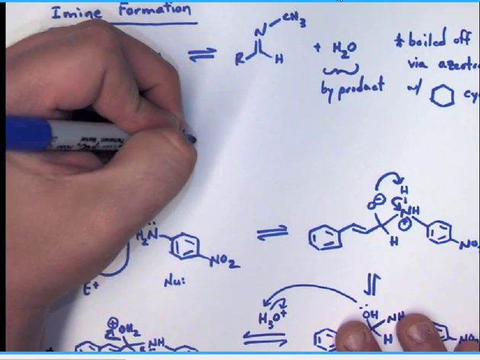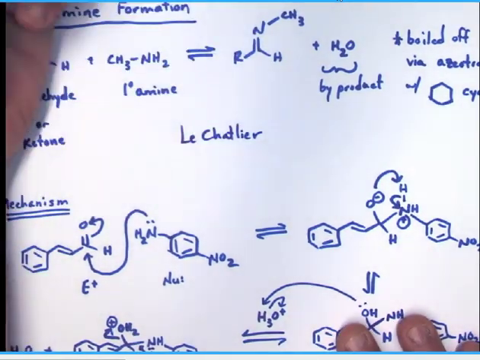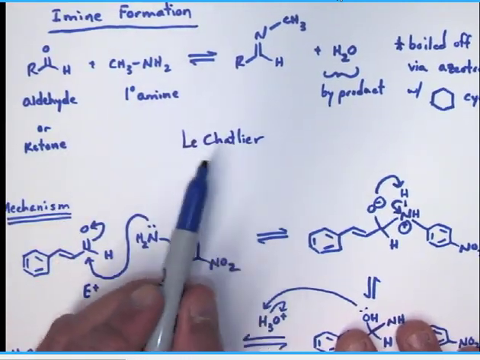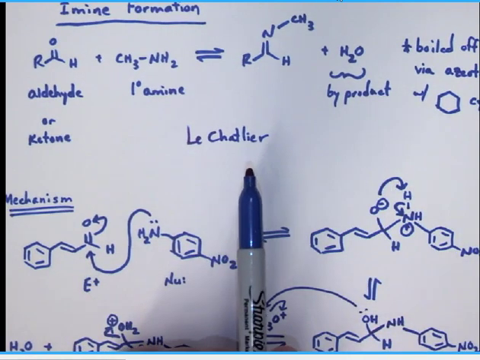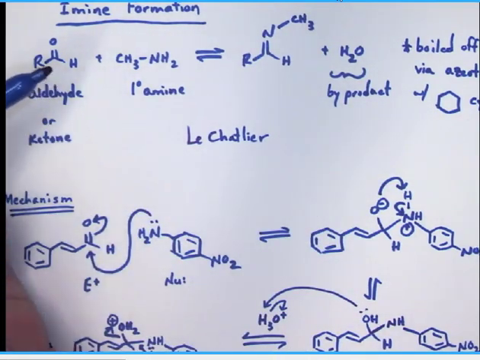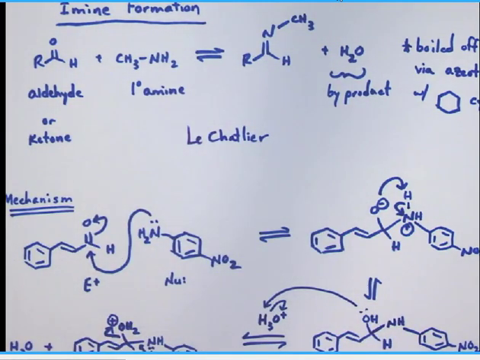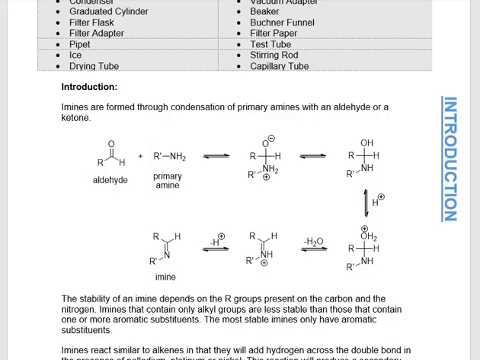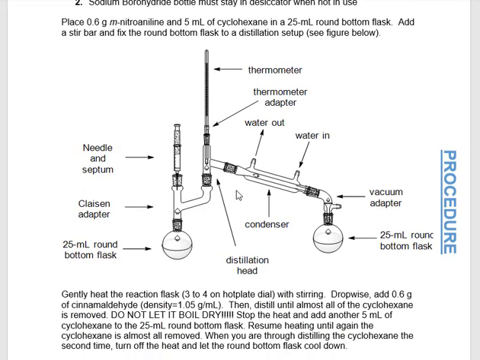So thanks to good old Le Chatelier, I'm not French, so I may have misspelled his name. Le Chatelier's principle tells us that if we reduce the concentration of one of our products, then the reaction will push forward and make more product to compensate for that loss in equilibrium. It wants to maintain that equilibrium, and it can't if we're constantly removing water. So we're pretty good with that.